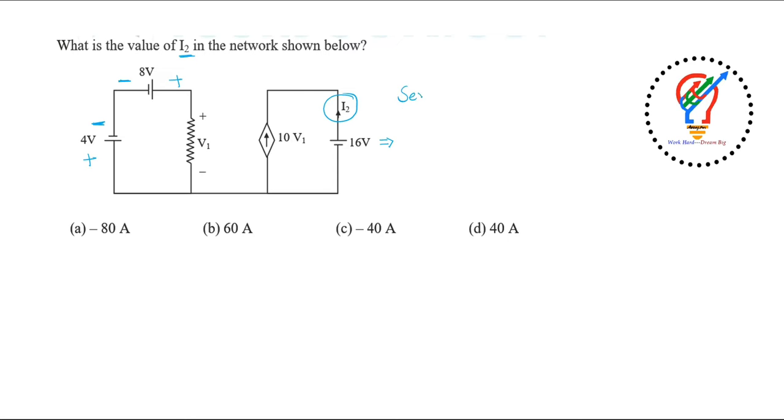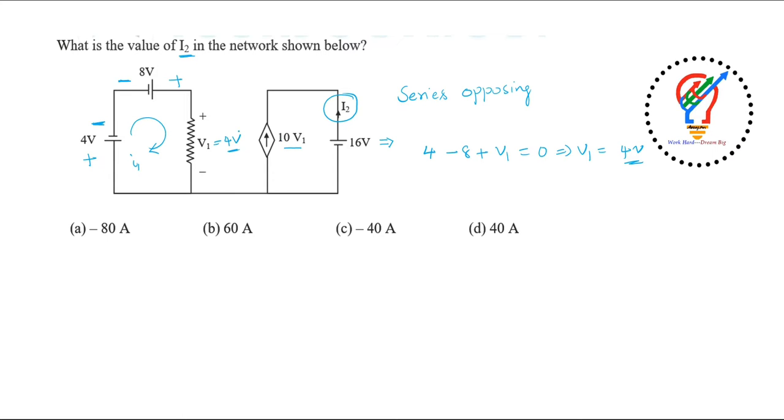These are in series opposing. Series opposing means they will subtract each other. Or we can also write the KVL here. So I will write the KVL inside this loop. Let me take I1 here. So I'll write 4 volts minus 8 plus V1 is equal to 0. That implies V1 is nothing but plus 4. So V1 is 4 volts here.